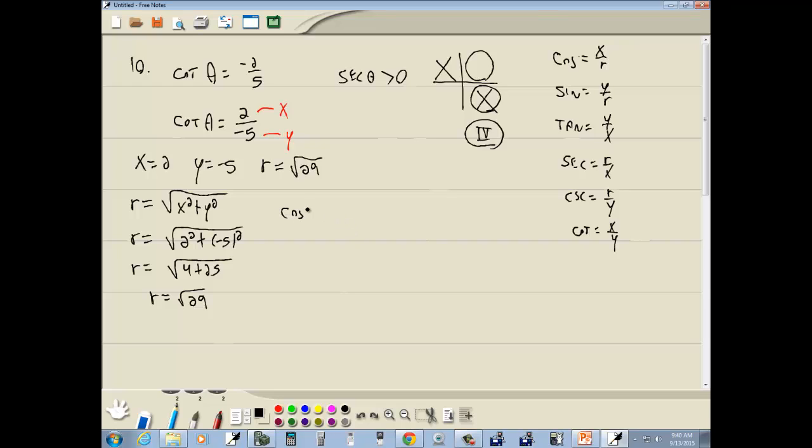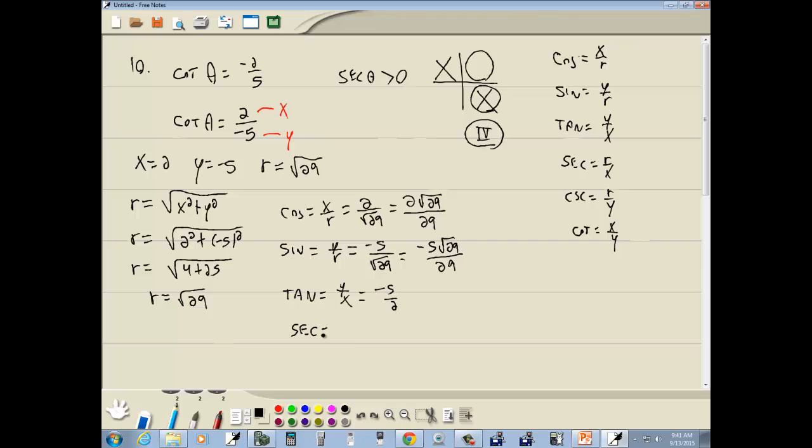Now cosine. Cosine is equal to x over r. So we're going to have 2 over square root of 29. Multiply top and bottom by the square root of 29. And we got 2 square root of 29 over 29. Now sine is equal to y over r. So that would be negative 5 over square root of 29. Multiply top and bottom by the square root of 29. And we got negative 5 square root of 29 over 29. Tangent is y over x. So we'll have negative 5 over 2.